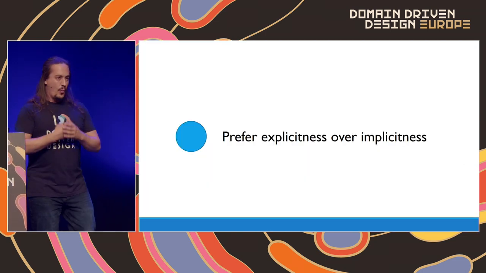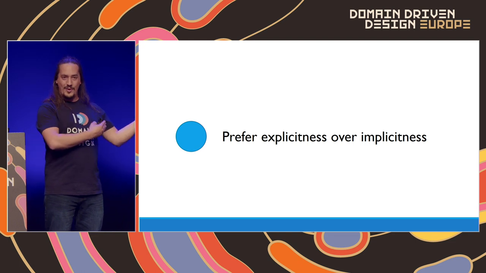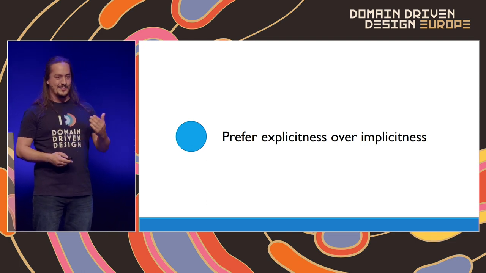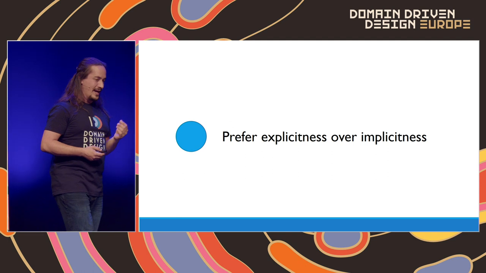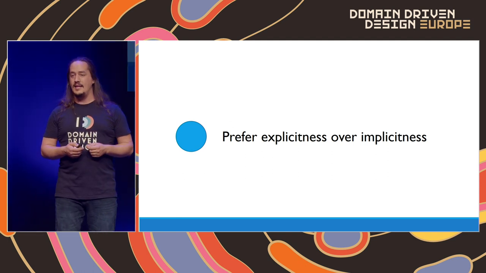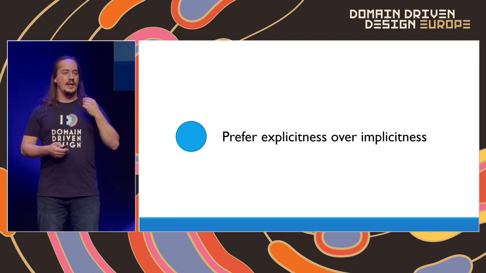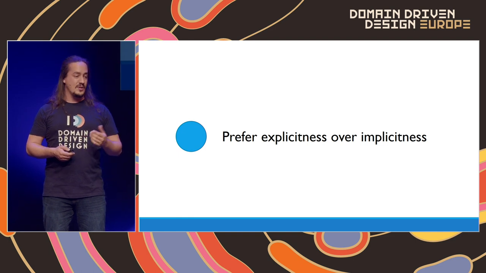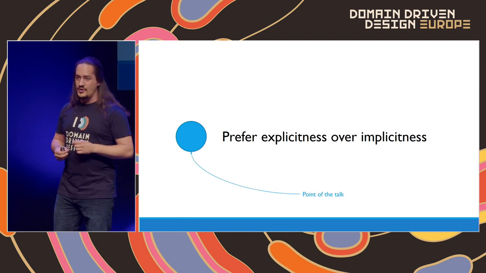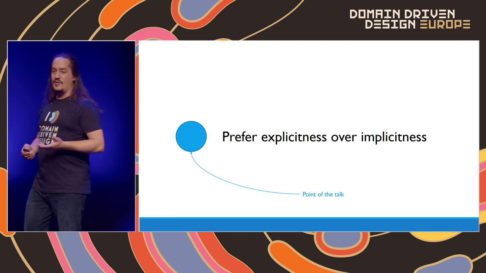So what I do, and by I mean Roman, of course, because I'm giving Roman's talk here at the last minute, is that we prefer explicitness over implicitness in any case when we model in ubiquitous language or in any form of semantics. And that is kind of the point of the talk that we will get back to at almost every slide.